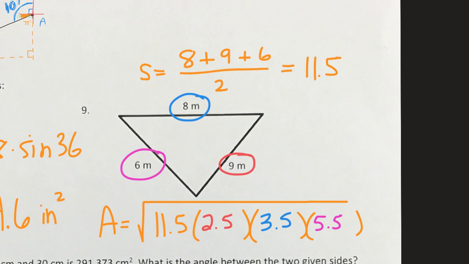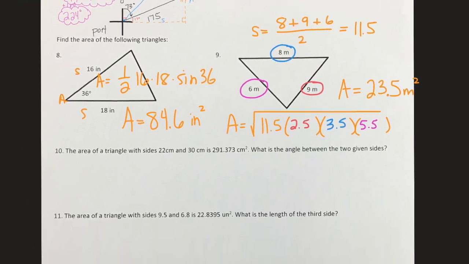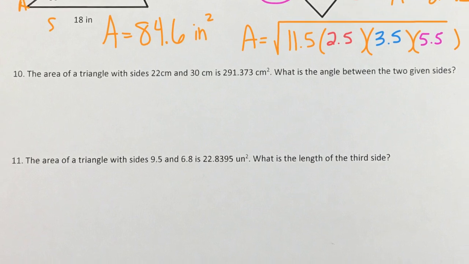You throw all those into your calculator all at once, and it gives you the area of 23.5 when I round to 1 decimal, square meters. So it's all about figuring out that semi, or half of the perimeter. Semi-circle, half a circle; semi-perimeter, half the perimeter. Okay, so now we have a couple of algebra problems.